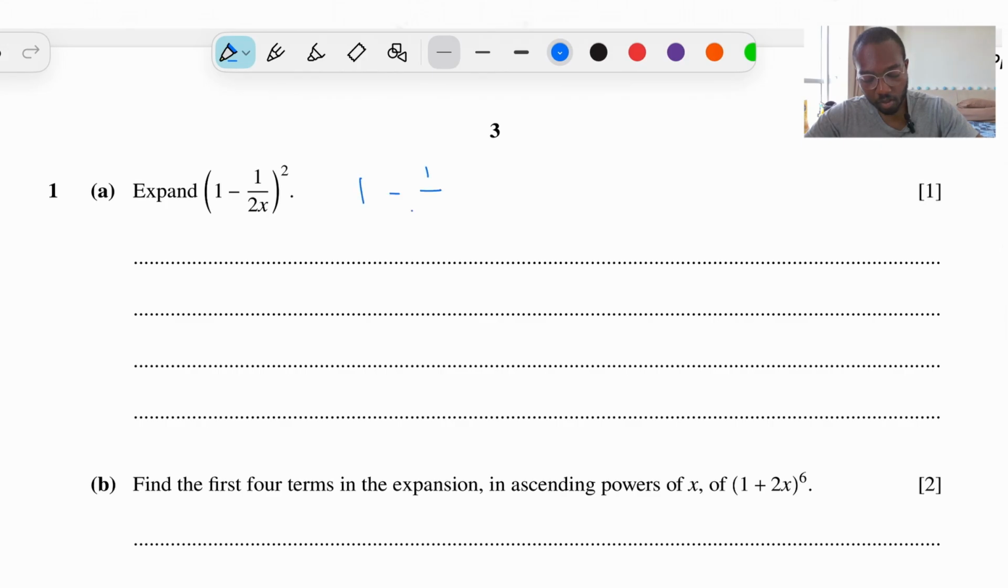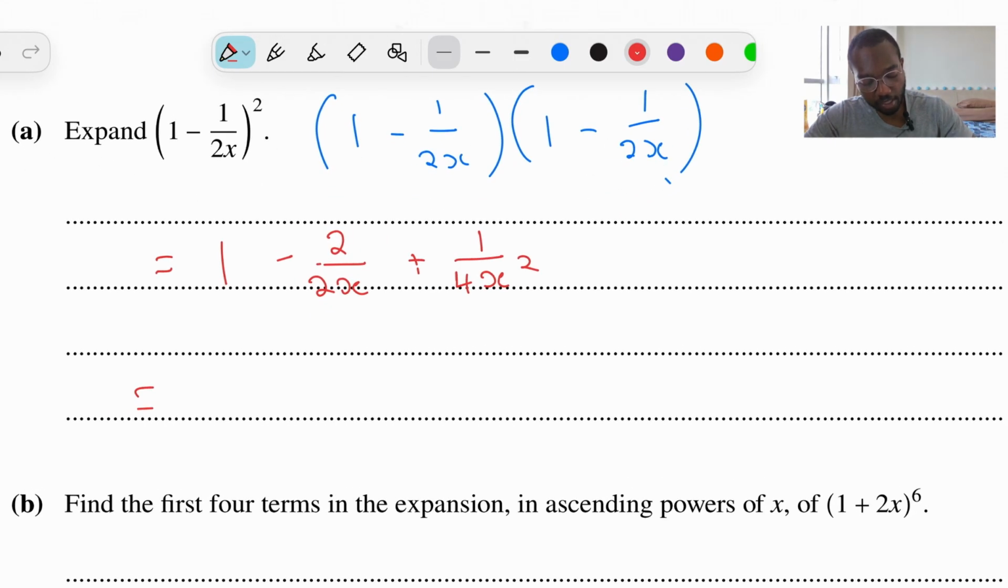So if I just do 1 minus 1 over 2x, and then have a bracket here, 1 minus 1 over 2x, well, then we know that we're going to get a 1, because 1 times 1 is 1. And then we're going to get a minus 1 over 2x, and then another minus 1 over 2x, so that'll be like a minus 2 over 2x, and then we get a minus 1 over 2x times minus 1 over 2x, that gives us a positive 1 over 4x squared, and then that simplifies down, so we get 1 minus 1 over x, and then plus 1 over 4x squared.